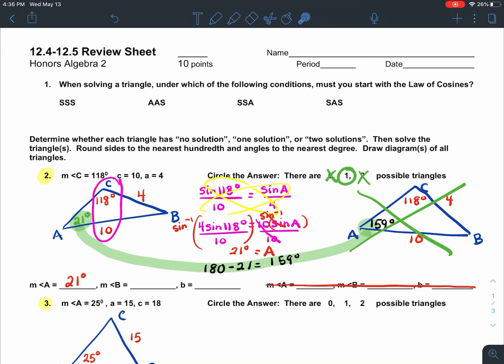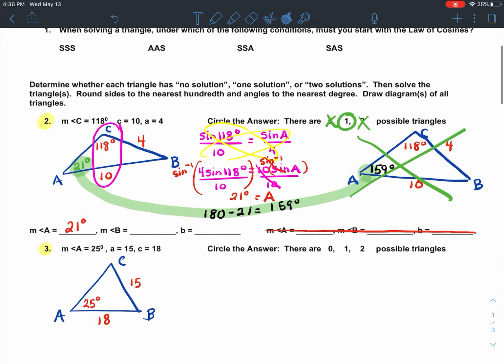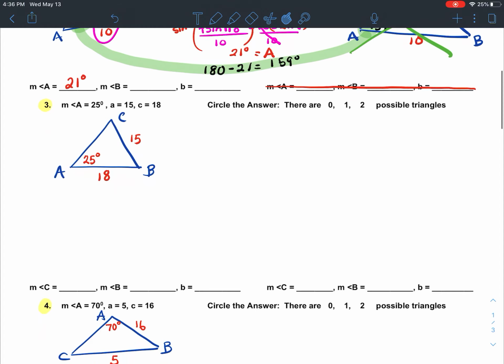Okay, and this is all the farther I'm going to take you through problem number 2, because I'm going to assume that you would be just fine finding angle B and then doing another law of sines situation to come up with side B. Okay, now let's go ahead and take a look at example 3.